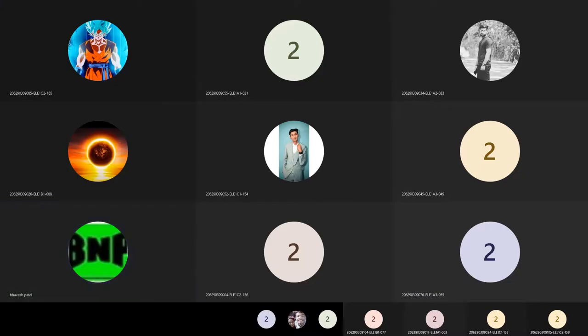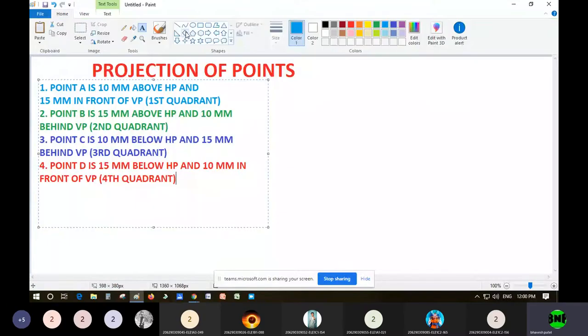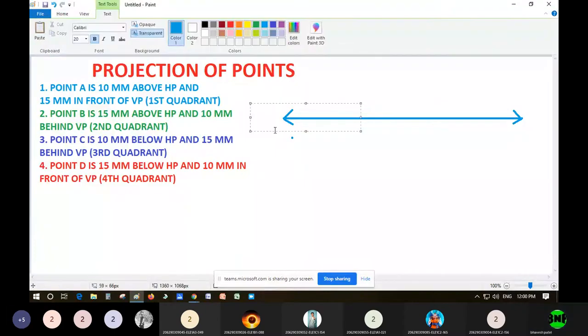A is 10 mm above HP and 15 mm in front of VP, right? So how will we draw that point? For drawing that point, I have to draw the XY line, right? The XY line is very essential. You have to compulsorily draw that. You have to draw the XY line like this.